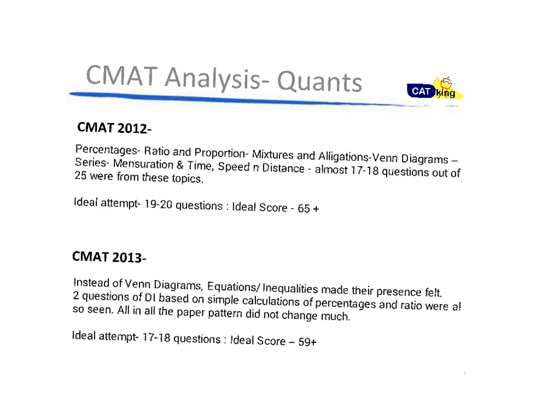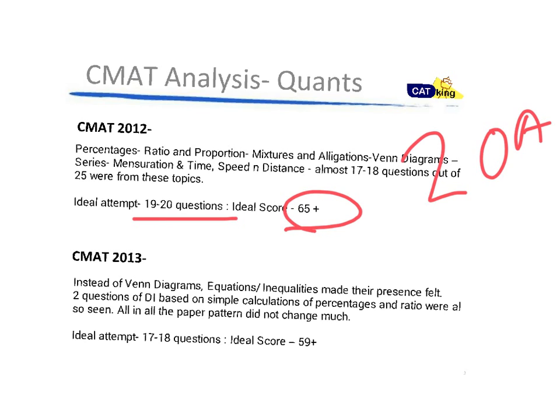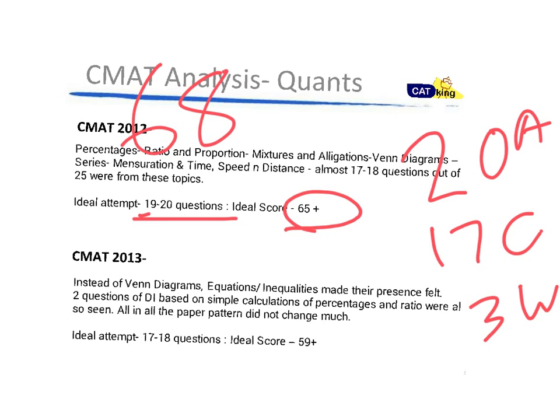CMAT 2012. In the quant section, we primarily observed 6-7 topics, which were percentages, ratio proportion, mixtures, allegations, Venn diagrams, series, mensuration, and TSD. Almost 17 or 18 questions out of 25 questions were based on these topics. An ideal attempt should have been in that case 19 to 20 questions, an ideal score of 65. Let's say you consider a 20-question attempt. Even if you go with an 85% accuracy mark, 17 questions ideally should have been correct and 3 should have been wrong, which makes 68 minus 3, that is 65.